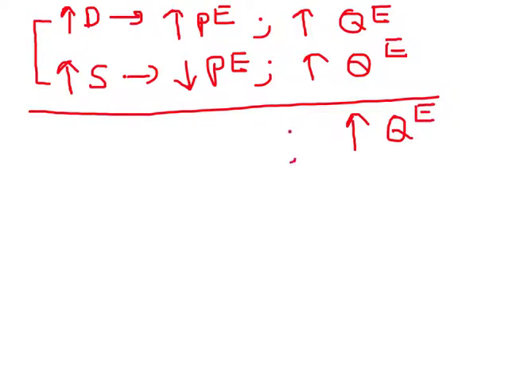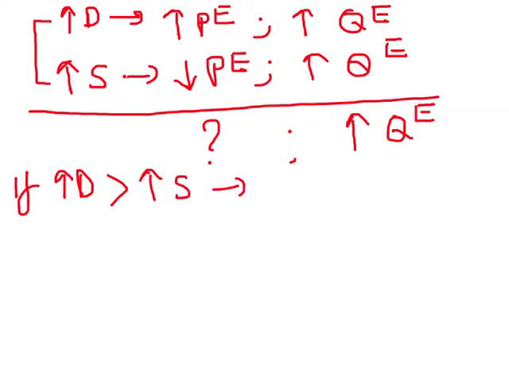What will happen to prices? We just do not know. It will depend on the relative strength of the demand side shift and the relative strength of the supply side shift. And for example, if increase in demand, howsoever measured, is greater than increase in supply, demand side factors outweigh the supply side factors, and we would expect an increase in equilibrium price.